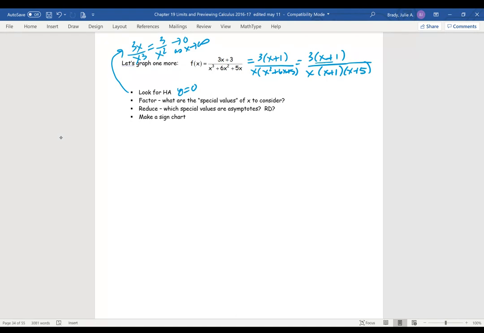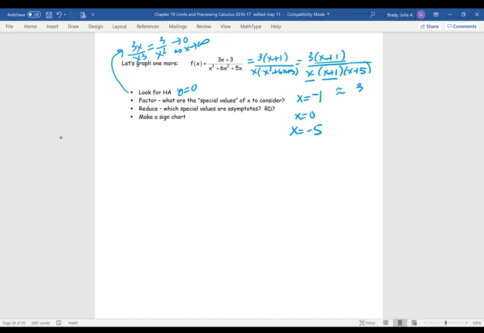What makes this 0? x equals -1. What makes the denominator 0? x equals 0. x equals -1, but we have that on our list. And then we've got x equals -5. Now we're going to reduce, and that'll help us figure out what those special numbers are.